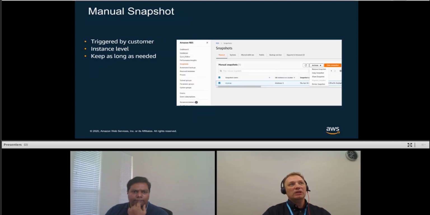Now, on top of the automated backups, we also have manual snapshots. Manual snapshots are similar to the automated backups, but essentially you manage the entire life cycle of the snapshots, and you trigger the snapshot on your own schedule. For example, for automated backup, the highest number of days is 35. Here, with the manual snapshot, if you want to, you can keep it indefinitely, but we will charge you for the storage.